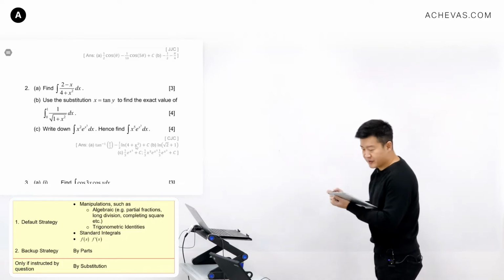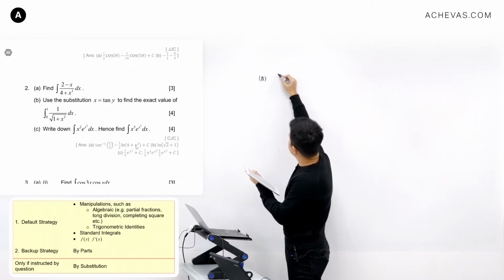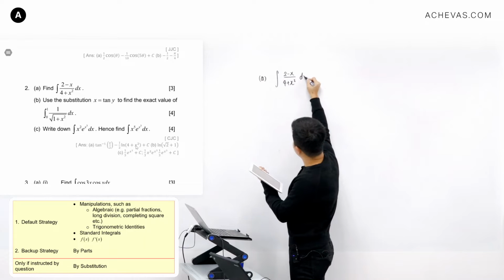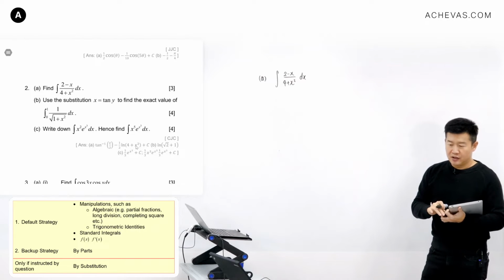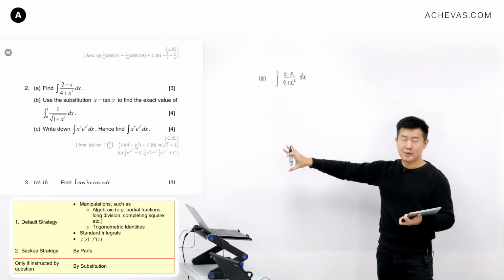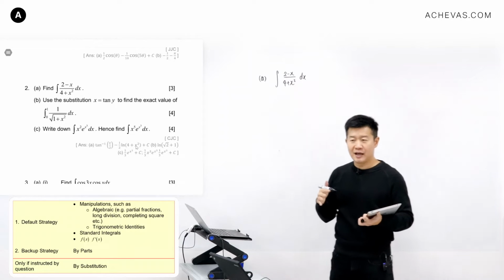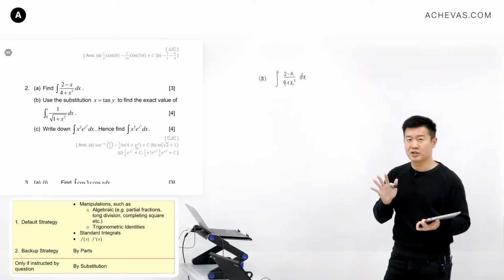Question number 2 from CJC A. We have to integrate (2 minus x) over (4 plus x squared) dx. So I have to ask myself, should I do some manipulation first? Do I need to do some manipulations before I can apply any of the standard results or f(x), f prime(x)? I think that is potentially possible.